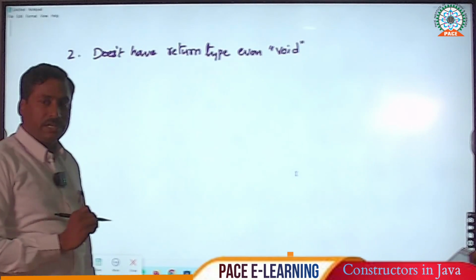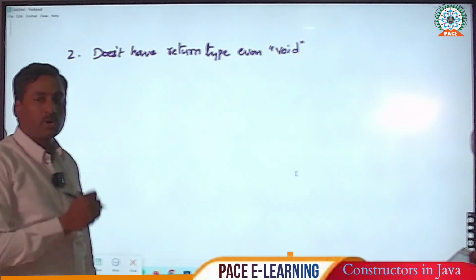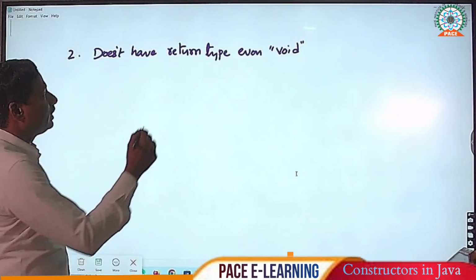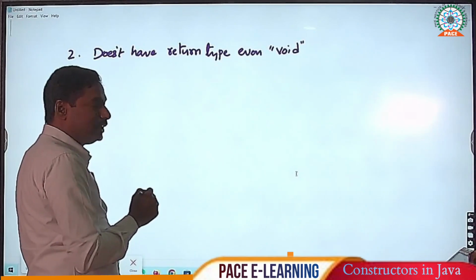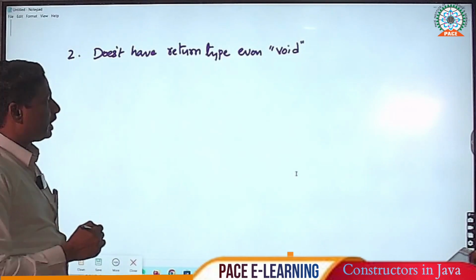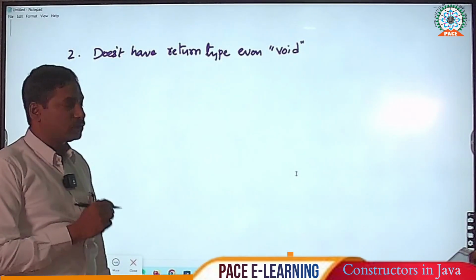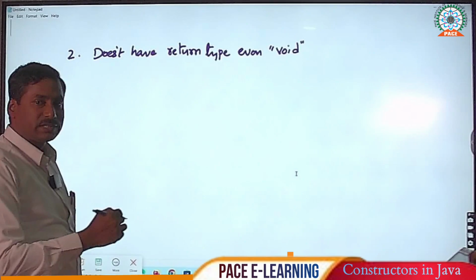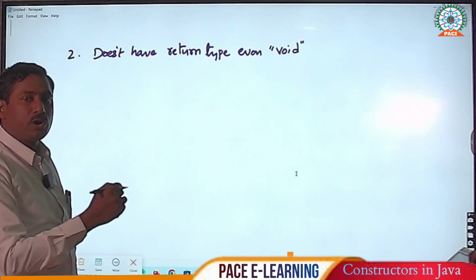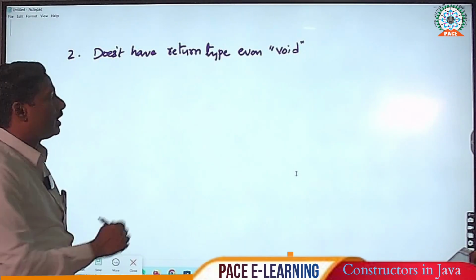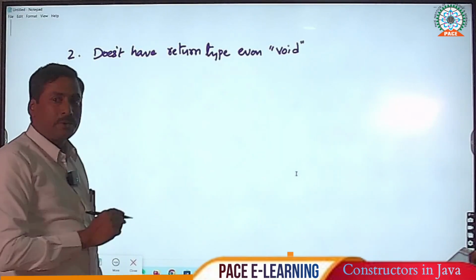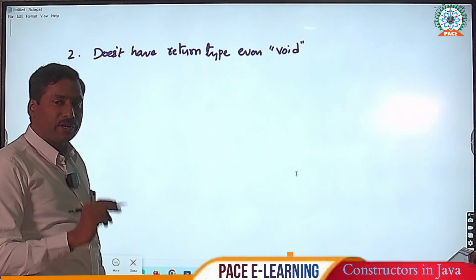Each method in Java, and of course in other programming languages like C and C++, has a return type. Normally, if the method is not returning anything, then we declare that method as void. Not only in Java; if you observe in C and C++, a method or function has its own return type. Whatever the function or method is returning, we mention that type of data as the return type. Here, a constructor does not have any return type, not even void.